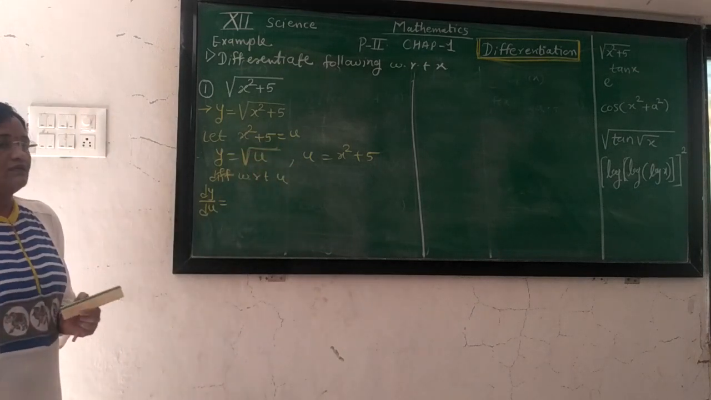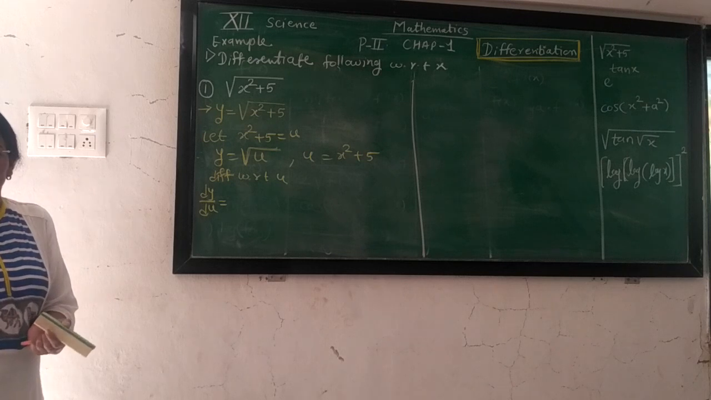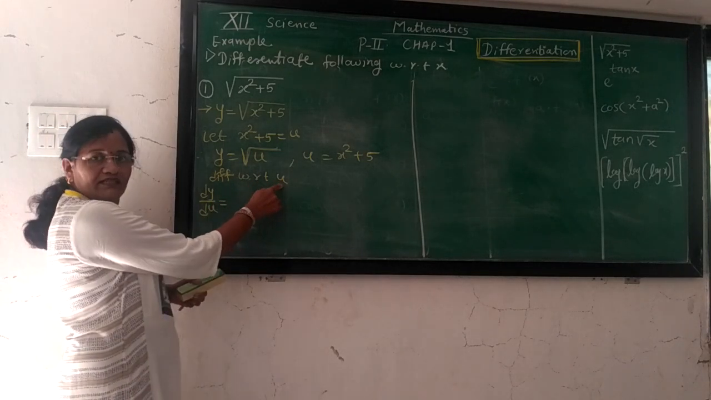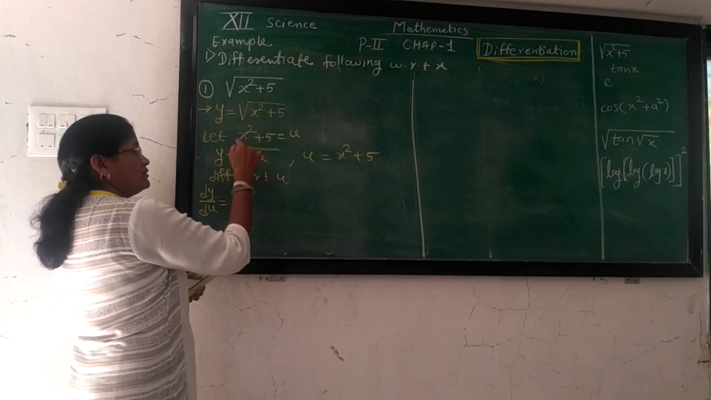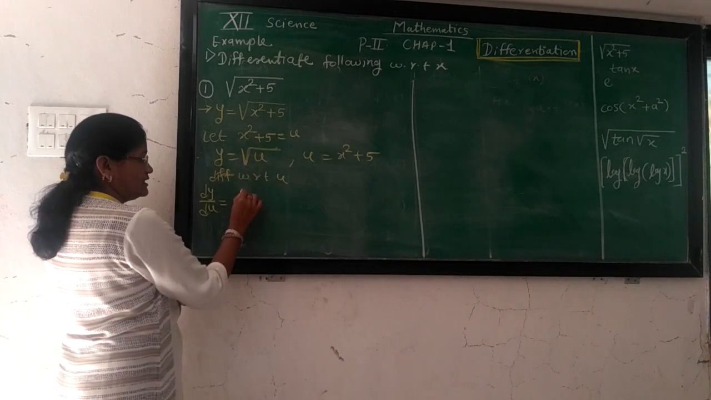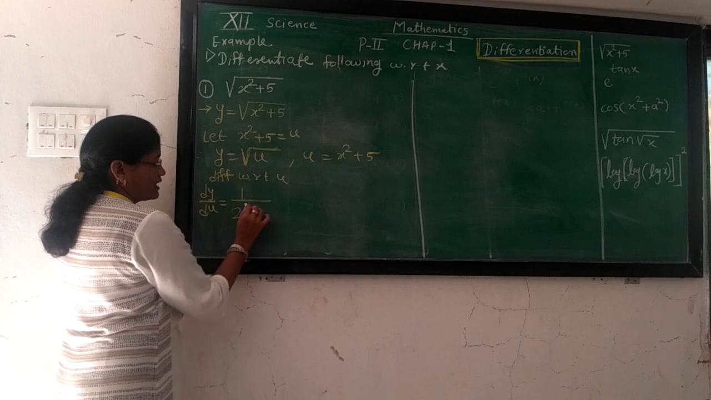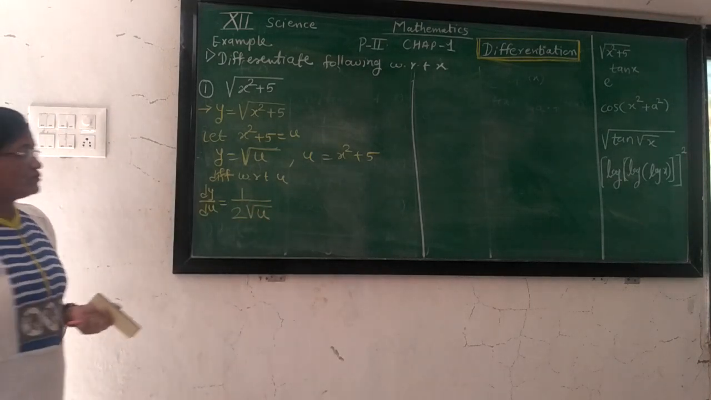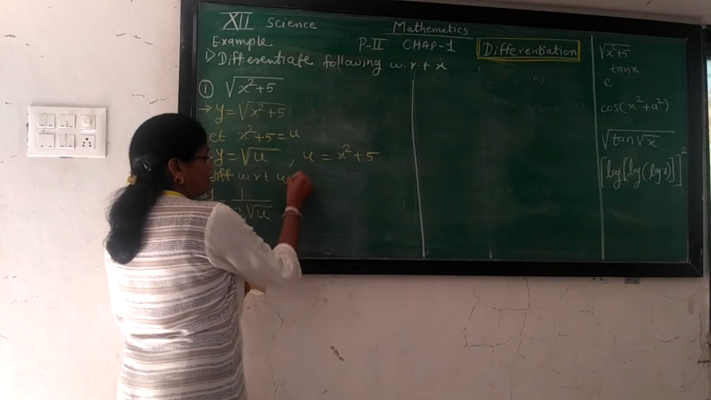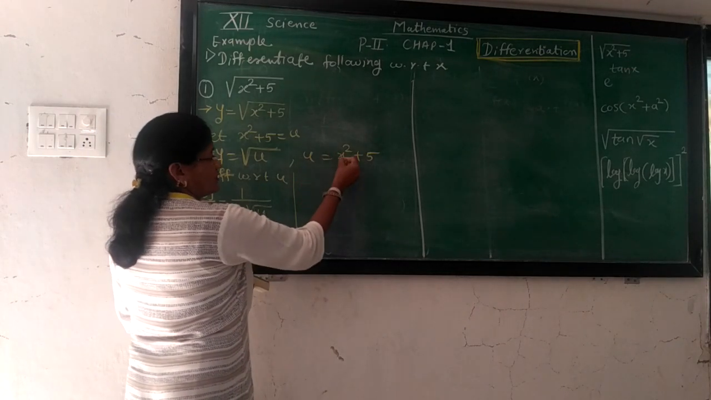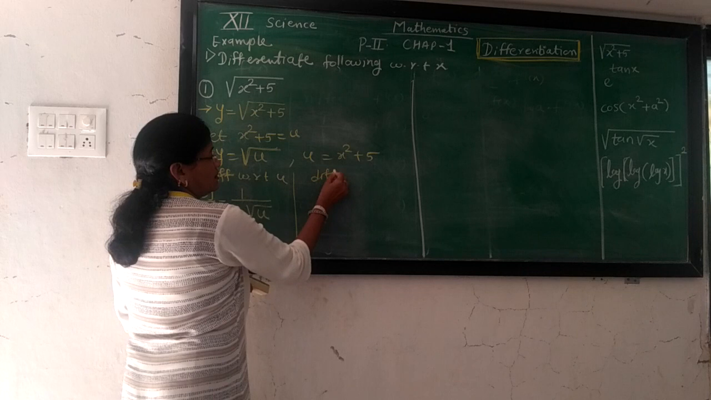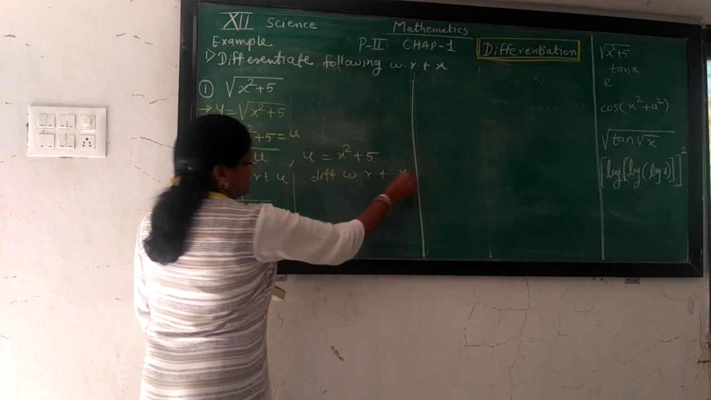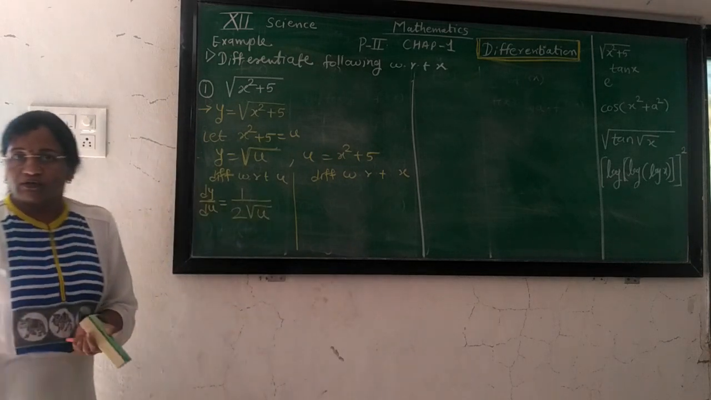Derivative of root: we take the formula for the derivative of root x, which is 1 upon 2 root x. Here we take the variable with respect to u. So the derivative of root u with respect to u is 1 upon 2 times root u. Now here this u is a function of x, so we take the differentiation of this u with respect to x.